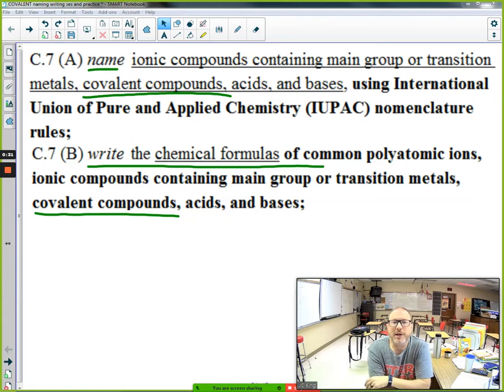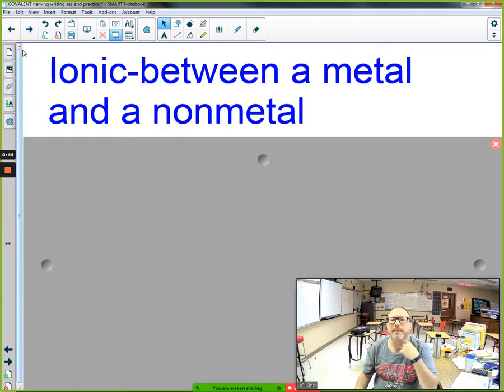Covalent's going to be a little bit of a breath of fresh air because it's a completely different system of naming, and it's like 5,000 times easier. But just to kind of put things in context, remember, and I did have a few people ask me about this on Monday after you've done some reading.